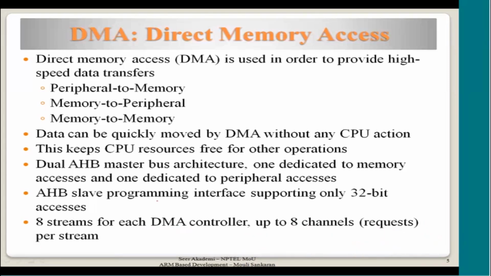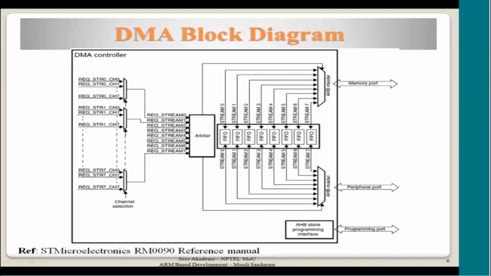Okay, so this is a generic block diagram of the DMA. Within the DMA there is an arbiter. This arbiter is different from the arbiter that we saw at the AHB bus level. At the AHB bus level there is an arbiter which decides who is the master for a particular transaction. So choosing that is done by an arbiter on the AHB bus.